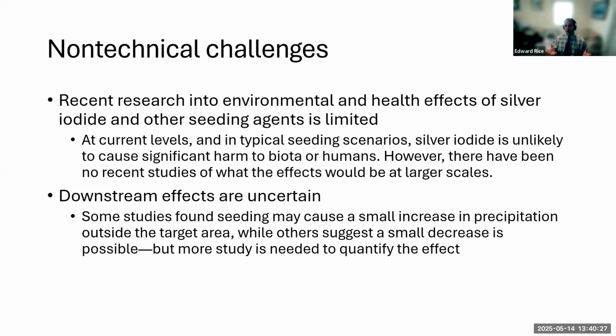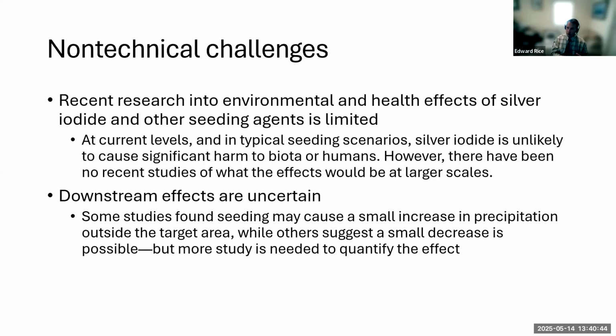But we don't know exactly what would happen if you were to massively scale up cloud seeding and start putting silver iodide in a lot more places and at a lot higher doses. That hasn't been researched recently at all. So that's an unknown. The other unknown is the downstream effects.